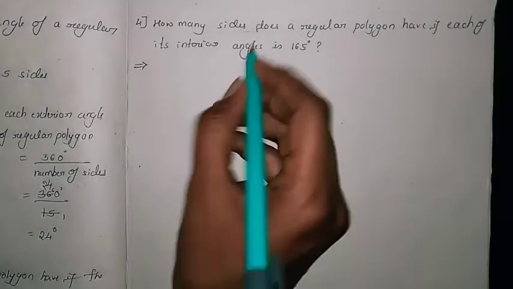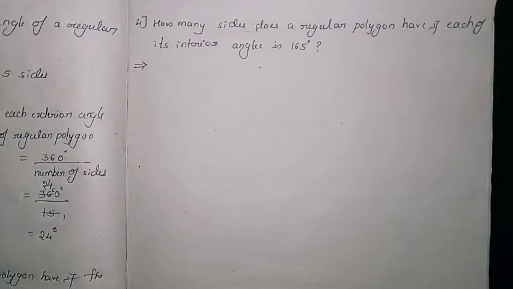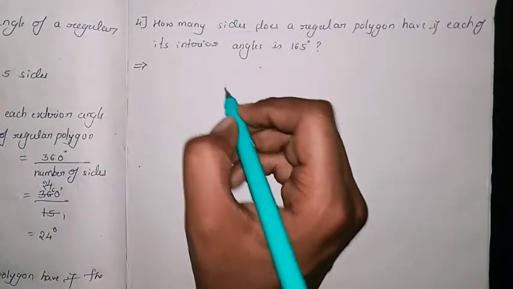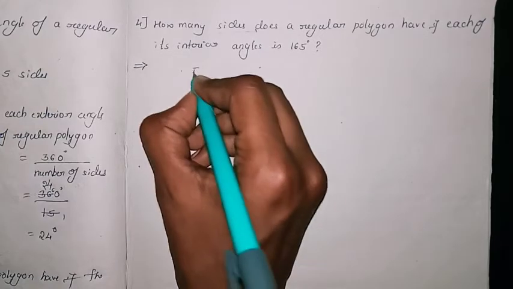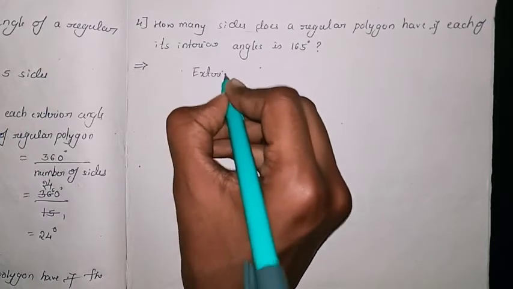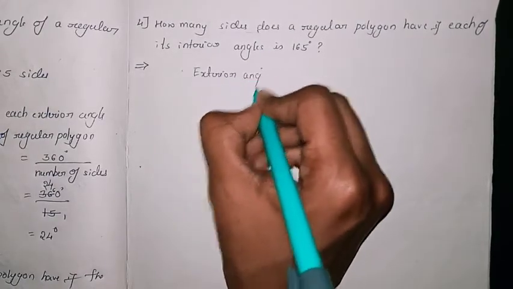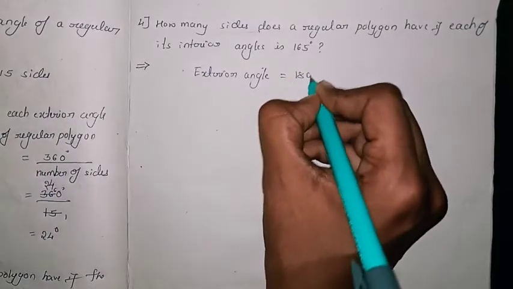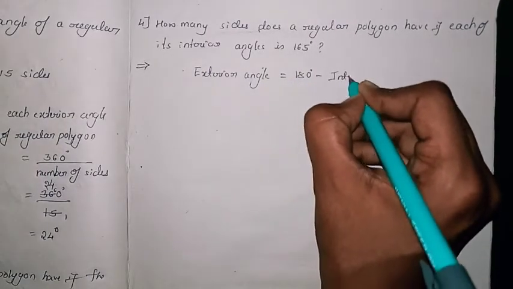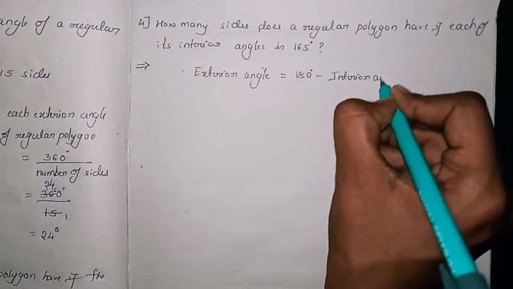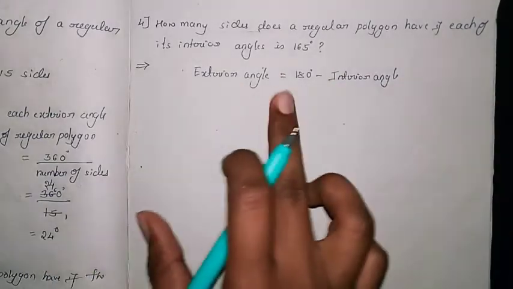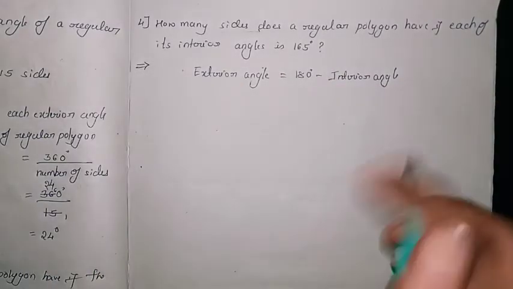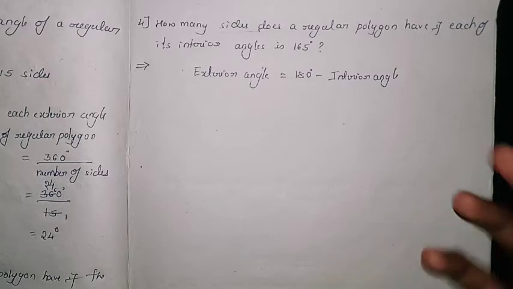So for that we can find the exterior angle of a polygon by the formula. Just write it down: exterior angle is equal to 180 degrees minus the interior angle. Where did it come from? Till now we have not studied it. Exterior angle is equal to 180 minus interior angle. You have studied it, but you don't know how to apply it.